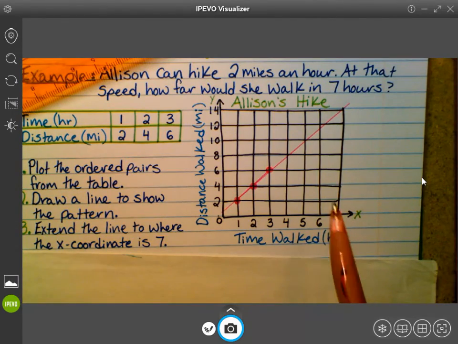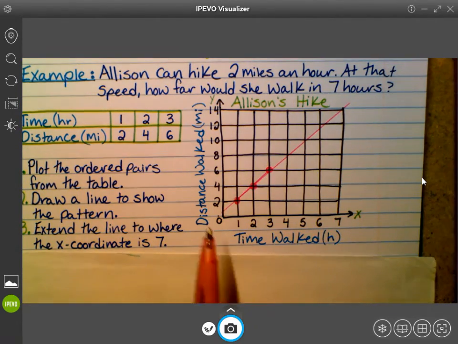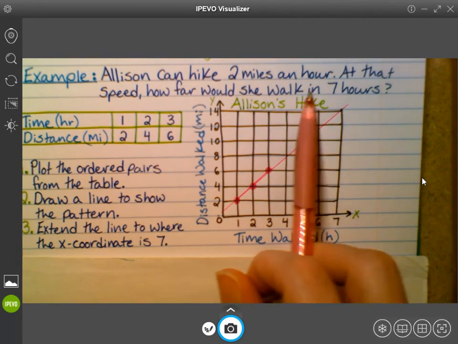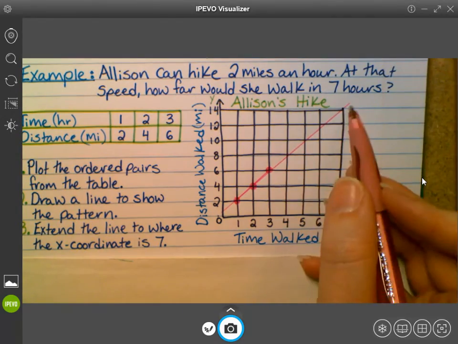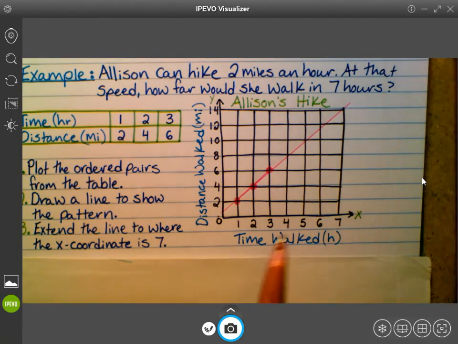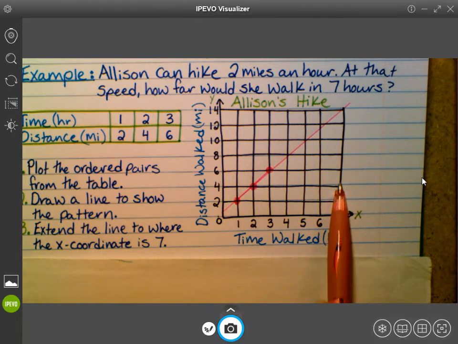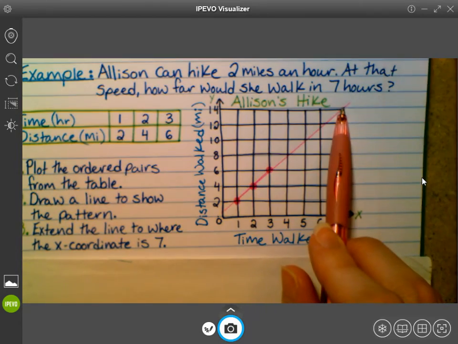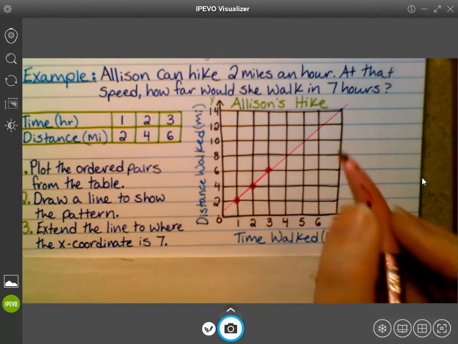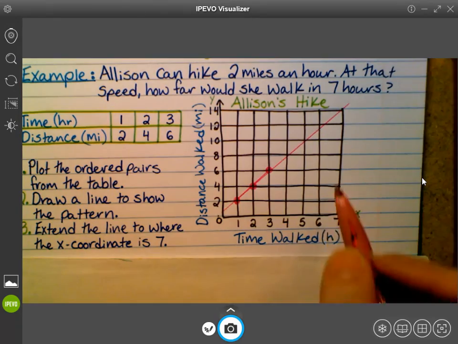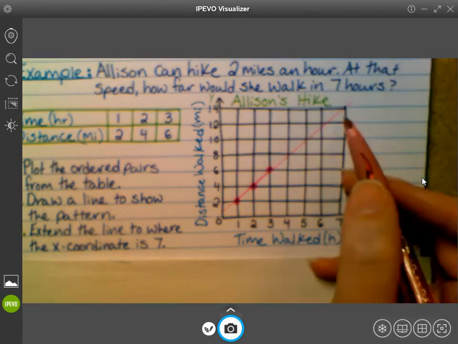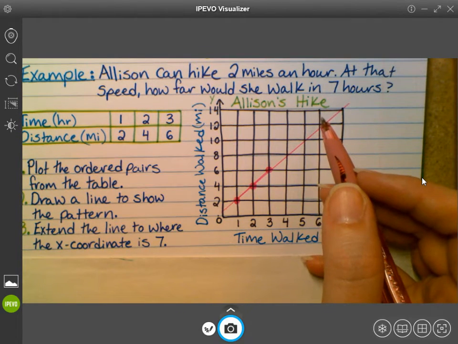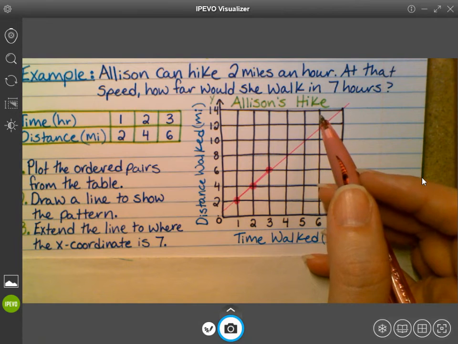Yes. So what that means is, our question was, Allison can hike 2 miles an hour. At that speed, how far would she walk in 7 hours? Since we extended this line, we can see the trend or the pattern. So when Allison hikes for 7 hours, that means she is going to have walked 14 miles. So our data shows us how far she will have hiked in 7 hours by extending that line. Now, I know a lot of you could have done this in your head, but it's really helpful when you can have that visual to show the pattern in your data as well.